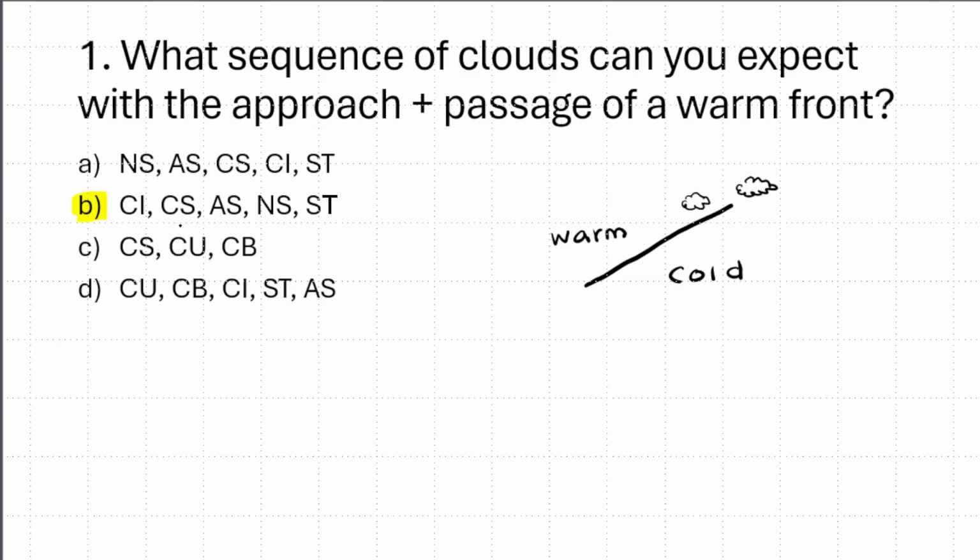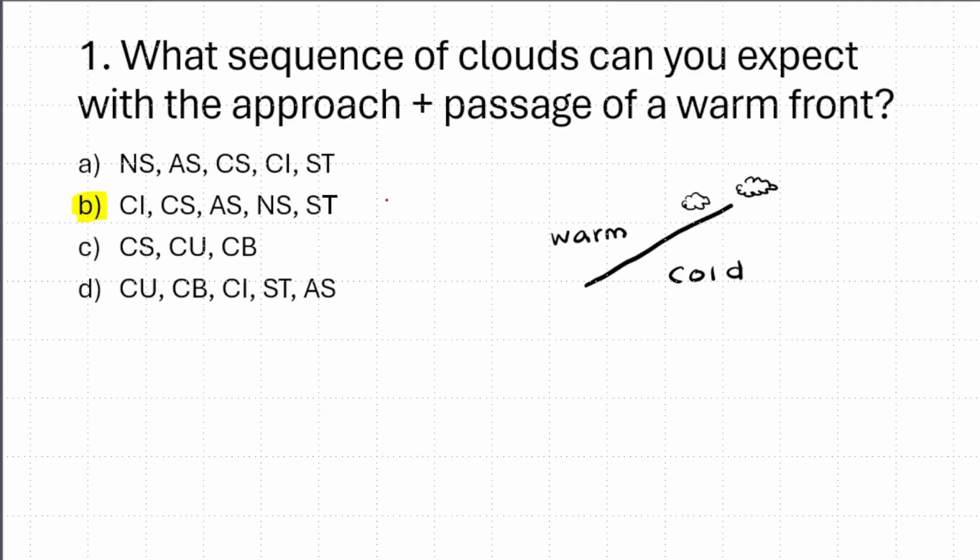A lot of these cloud types end with the word stratus. That tells you more about a warm front too, because we know that with warm fronts, the clouds are more layered and they don't have as much vertical development. You're going to get a lot of steady precipitation with these types of clouds.